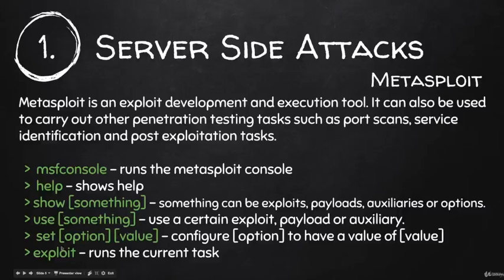Then you can use the set command to set specific options for the exploit. For example, if you wanted to set the IP address of your target, you type set, the option name, and then you put the value of the IP that you want to set it to. And then at the end, once you finish configuring your exploit, you can type in exploit to execute that exploit.